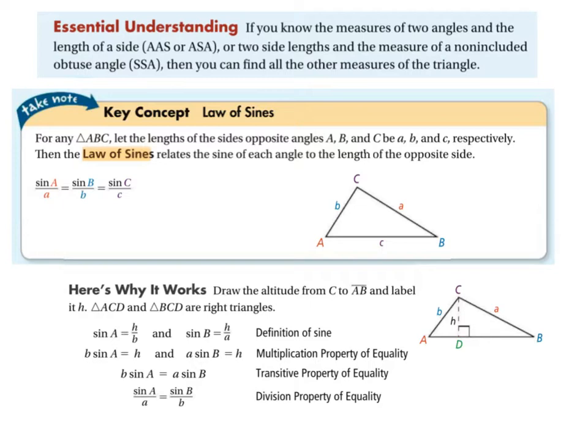Now, notice that they're both equal to h. H is that same length for both of them. Since they're both equal to h, through the transitive property, they're equal to each other. So b times the sine of a equals a times the sine of b.